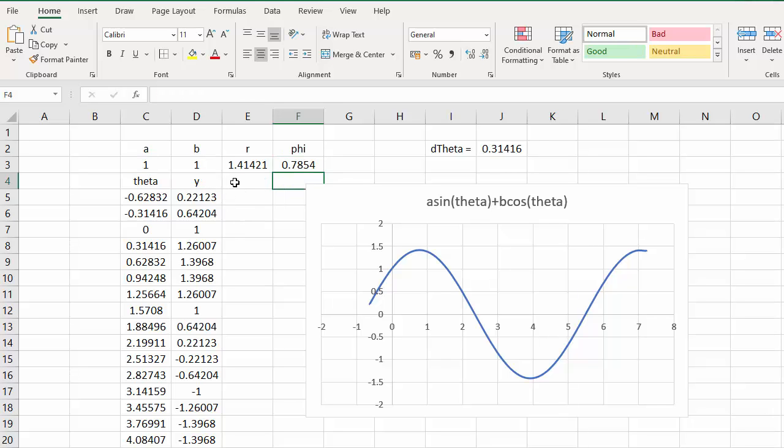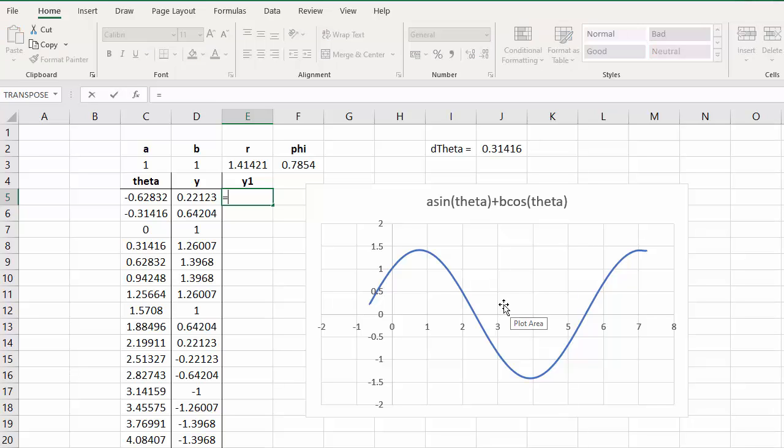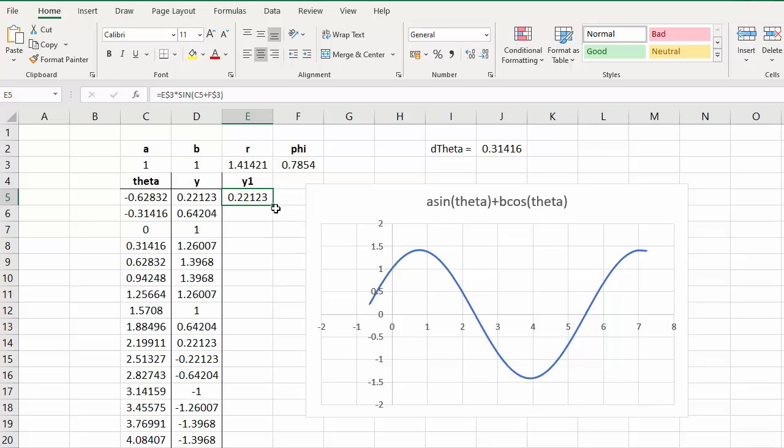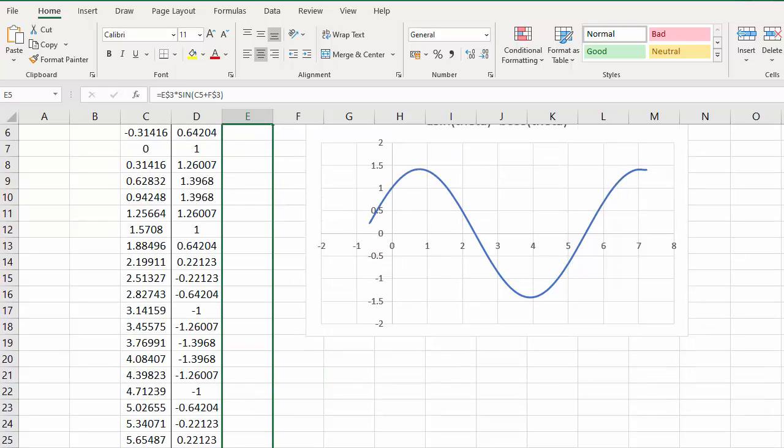So now what I'd like to do is calculate another column. I'm going to call this column y1. So in this column I'd like to set this equal to r times sine of theta plus phi. And I need the 3's to be constant, so I'll put dollars in front of them. A dollar there, a dollar there, and close that bracket. And now I'm going to copy this line down.